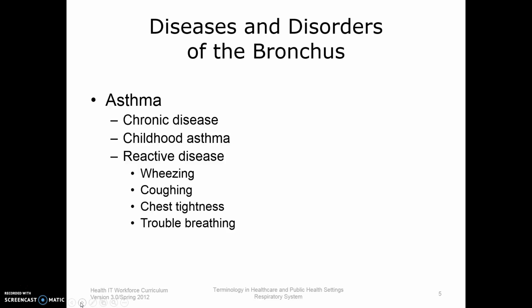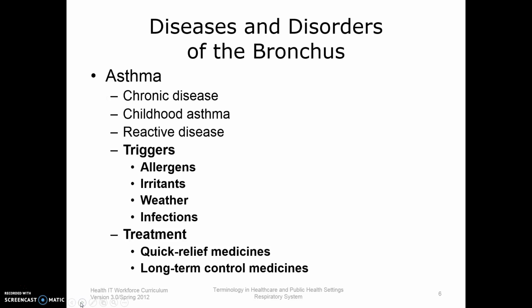Children have smaller airways than adults do, which makes asthma especially serious for them. Children experience the same symptoms that adults do, especially early in the morning or at night. Certain things trigger asthma. These include allergens like mold, pollen, and animals. Irritants like cigarette smoke and air pollution can also trigger asthma.